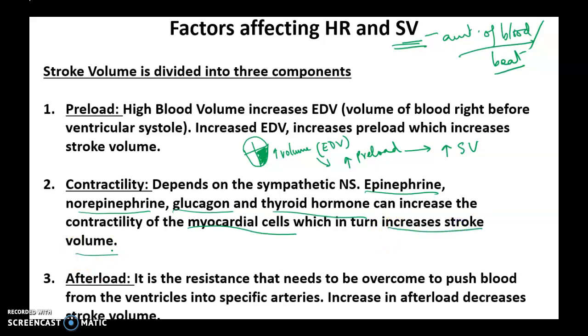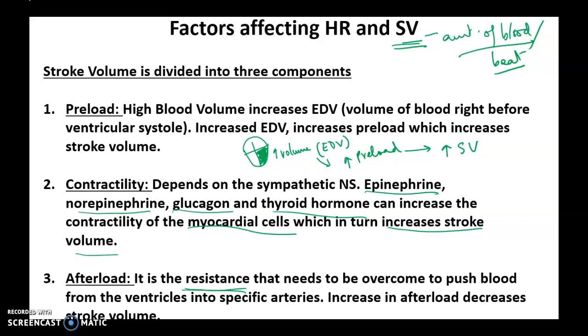Okay. And then we have afterload. Afterload is the resistance that needs to be overcome to push blood from the ventricles into specific arteries. So if we have a lot of afterload, obviously that will decrease stroke volume, because afterload is nothing but resistance. Remember, if you have high resistance, less flow, or less stroke volume, I would say.